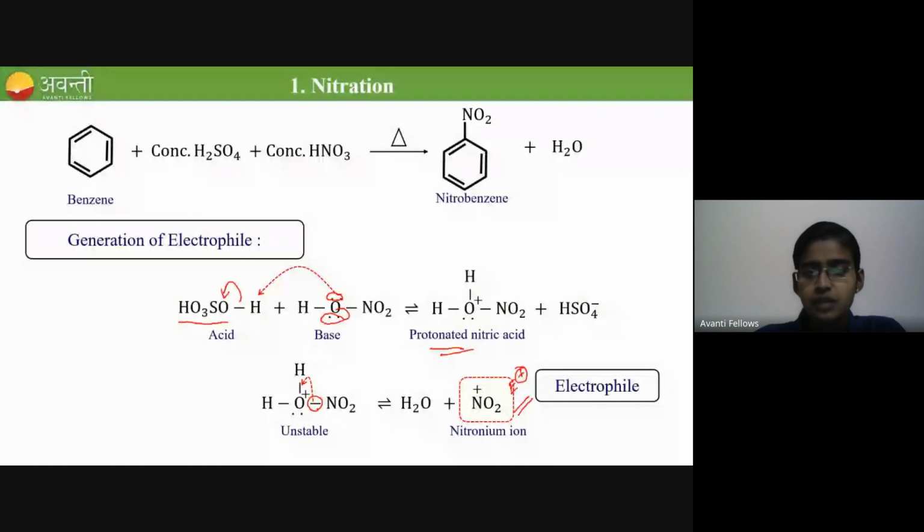And here, one thing is very important. In the question, they may ask which among the following compounds is acting as an acid, among sulfuric acid and nitric acid. If they ask any question like that, you need to know that nitric acid is a base and sulfuric acid is an acid here. Got it? This is one of the very important points to keep in mind, and we need to know the formula of the electrophile that is generated. So this is the nitration reaction.